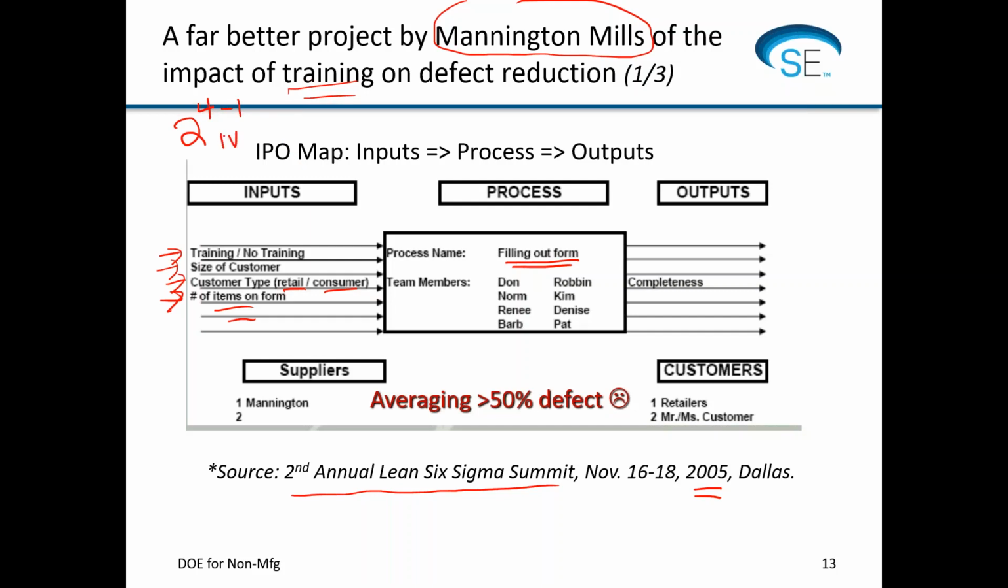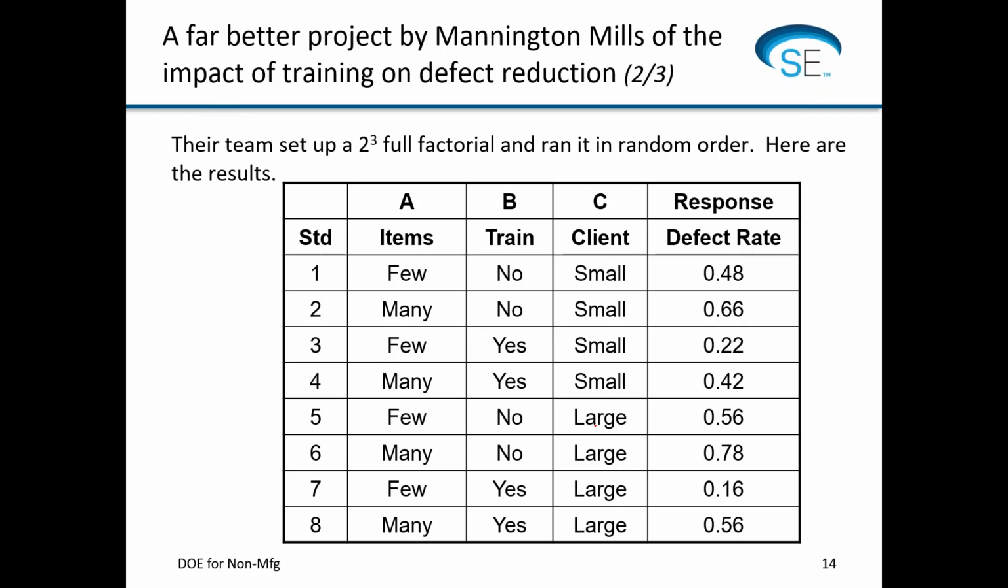That would be a resolution 4 design that would at least give you a good idea of main effects. And then they had a number of outputs, but the one that they reported was the completeness. And they were currently averaging 50% defect. So when you're averaging that great of a defect, it doesn't take very long and doesn't take a big subgroup to see if you've made an improvement.